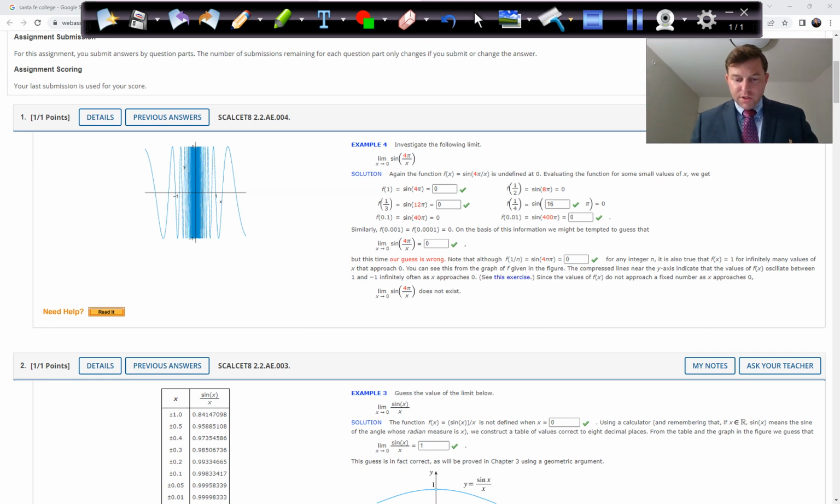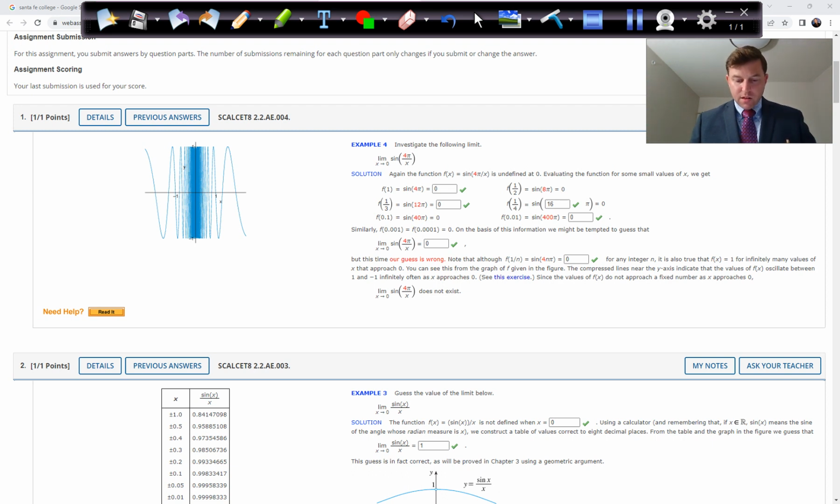So what they want us to do on this problem is they pick the values for us. They say, okay, pick x as 1. So you plug in 1 here, so you get 4 pi over 1, and if you type that on your calculator, the answer is 0. Then they pick 1/2. Well, 4 divided by 1/2 actually is like 4 times 2. It becomes 8 times pi. And sine of 8 pi is 0. So use radians on your calculator.